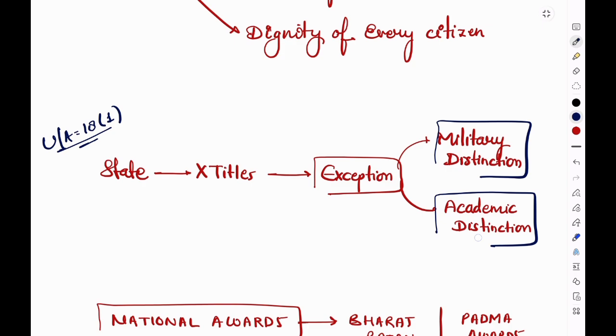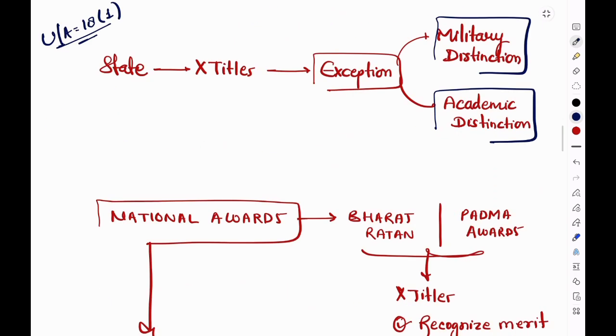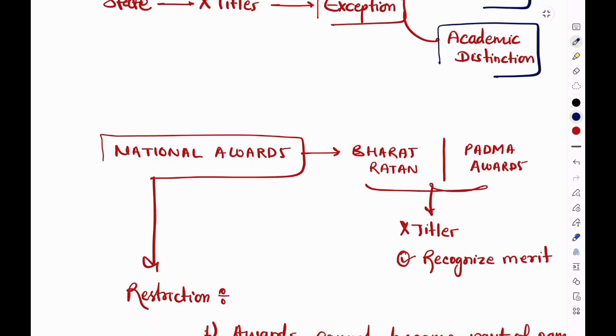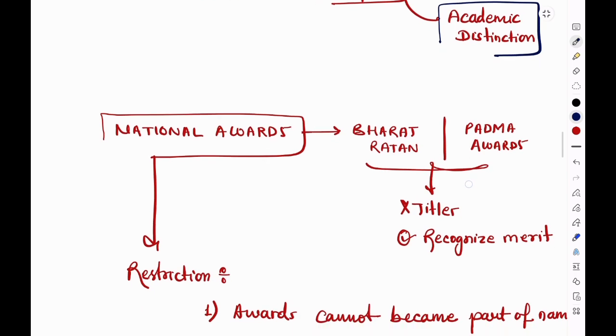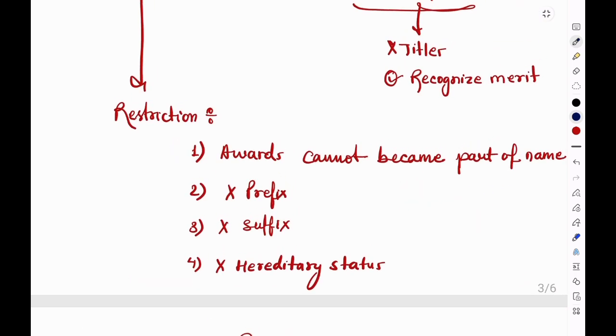Now there is a question regarding national awards: whether the Bharat Ratna or Padma awards violate Article 18 Clause 1. The court held that Bharat Ratna is not a title, and that such awards are merely given to recognize merit. Therefore they are constitutionally valid. But there are some important restrictions. The awards cannot become part of the name; you cannot use them as a prefix or suffix to your name, and they cannot be treated as hereditary status. Like the Bharat Ratna given to Sachin Tendulkar cannot be passed to Arjun Tendulkar.